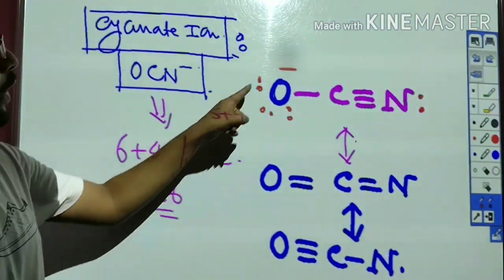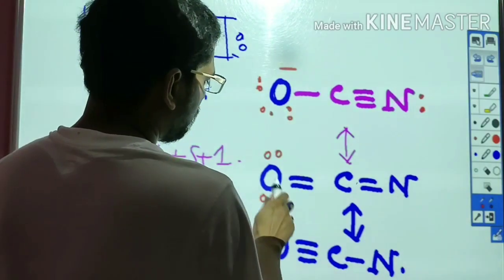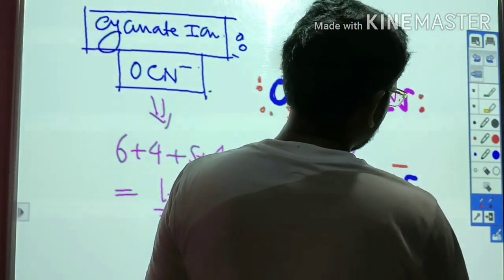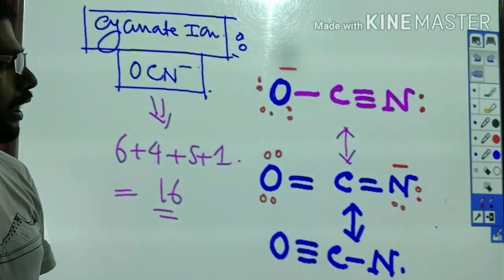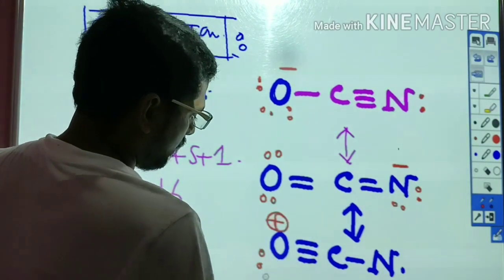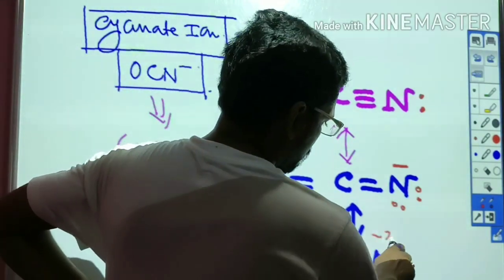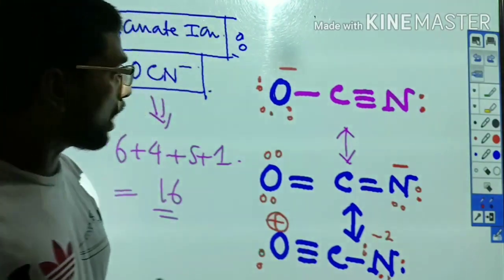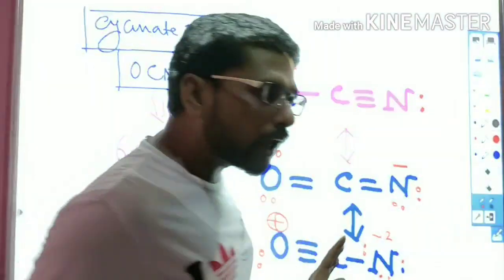Count how many electrons? 16. 2, 4, 6, 8, 10, 12, 14, 16. Done. Here 2, 4, 6, 8, 10, 12. Okay. Nitrogen forms 2 bonds, so one formal charge. Now count 2, 4, 6, 8, 10, 12, 14, 16. Done. How about this one? So oxygen positive, so only 2 electrons, one lone pair. Carbon is very happy. Nitrogen -2, so 2, 4, 6. Now count. 2, 4, 6, 8, 10, 12, 14, 16. Done.